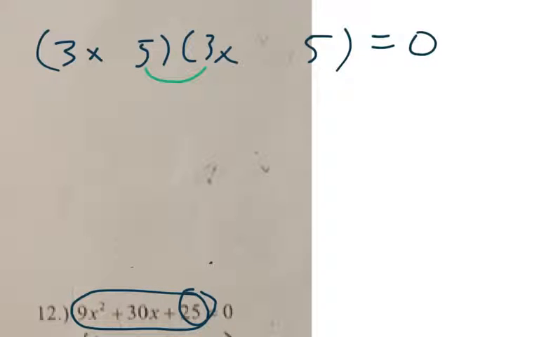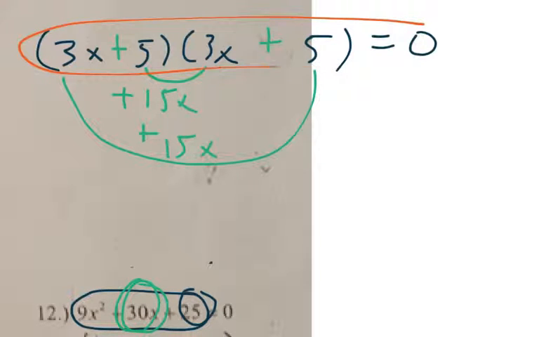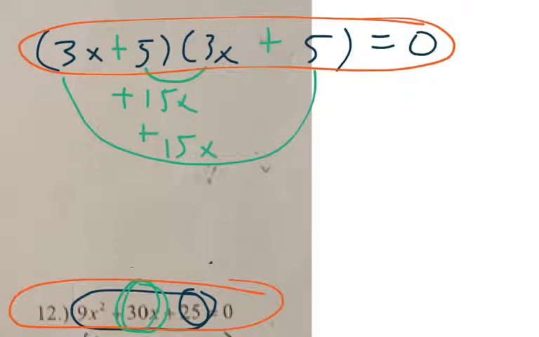I notice right here, 5 times 3 is, of course, 15x. And 5 times 3 there is also 15x. Hey, can I get that 30x, that middle term in the middle? Yeah, 15 plus 15 is 30. So if I just do a plus here, I'll get a plus 15. A plus there, I'll get a plus 15 again. So does everybody realize that this, in red, is a factor form of my original problem?